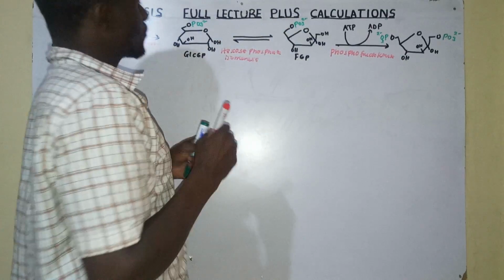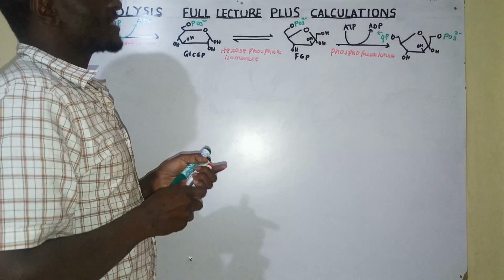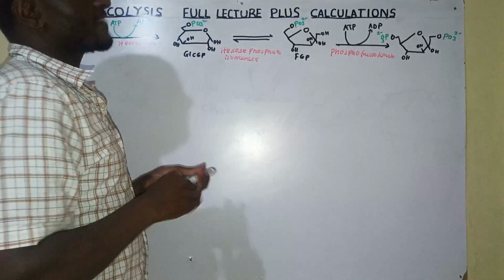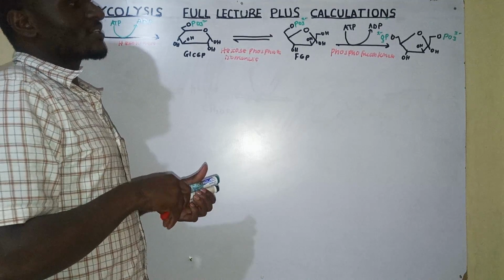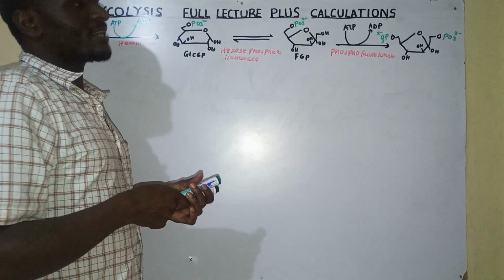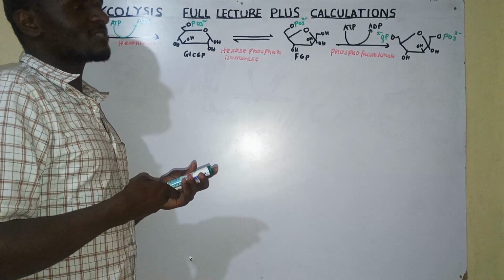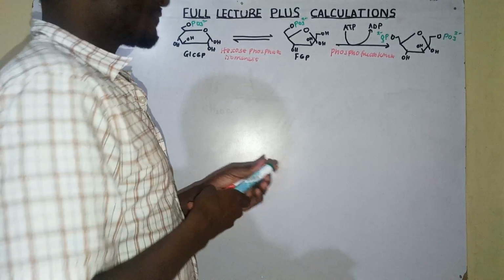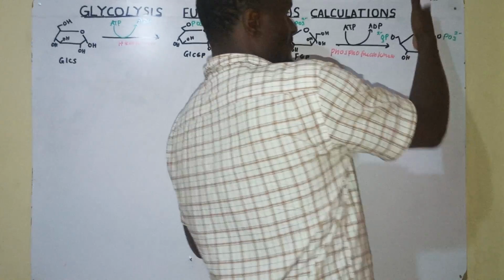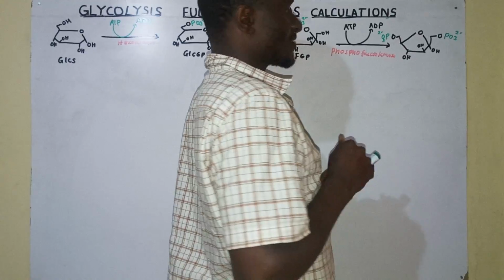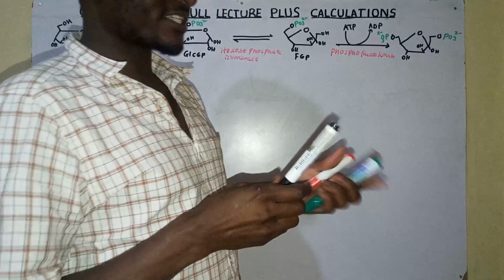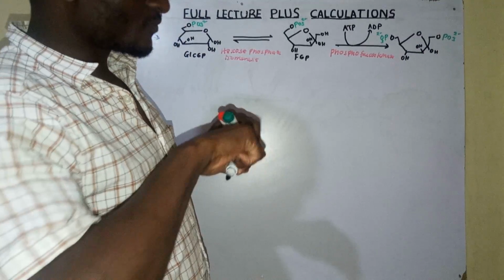Phosphofructokinase. So the next step involves the splitting of fructose 1,6-bisphosphate. So fructose 1,6-bisphosphate is a bilateral molecule. It can be split into two equal halves. So our next step involves the splitting of fructose 1,6-bisphosphate into dihydroxyacetone phosphate and glyceraldehyde 3-phosphate.